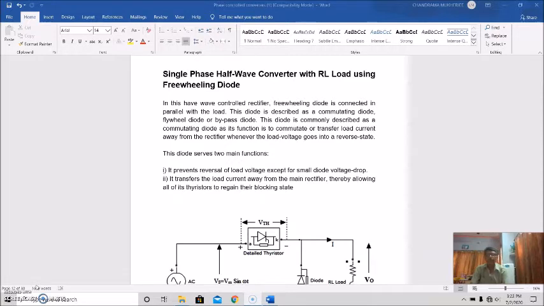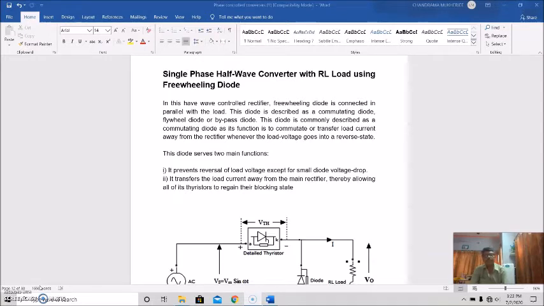In the last class, we were discussing single phase half wave controlled rectifier or half wave converter with RL load. Now today we'll discuss single phase half wave converter with RL load using a freewheeling diode.